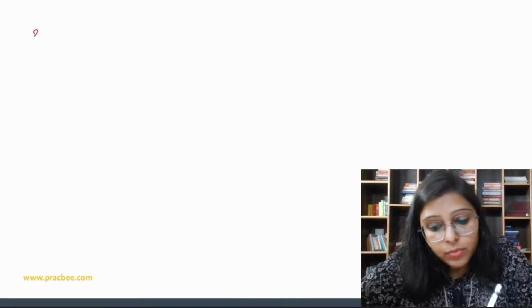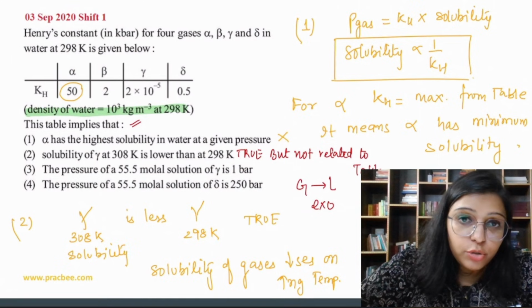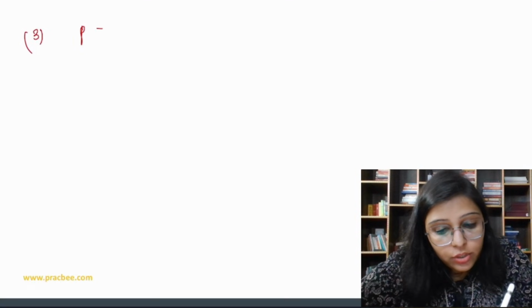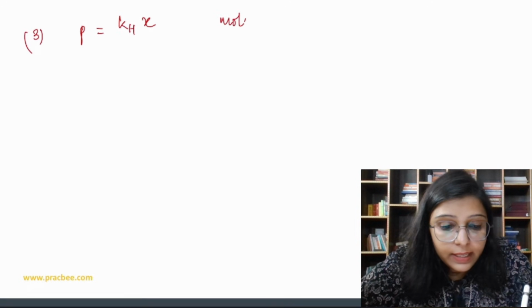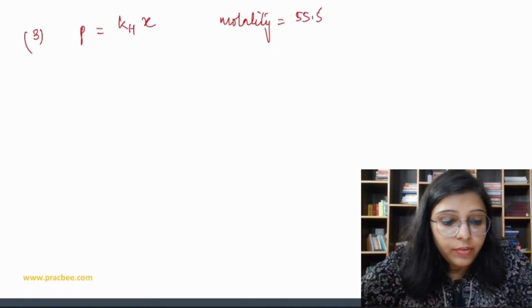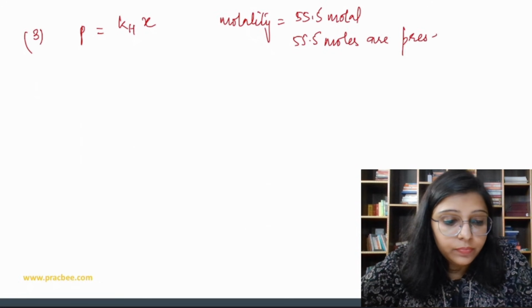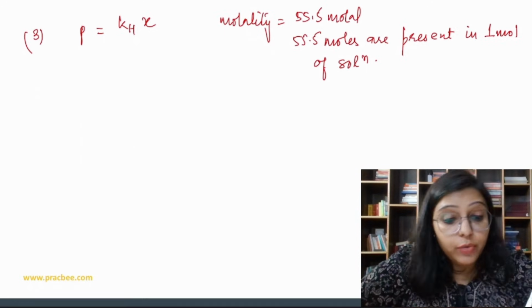Okay. Now let's see option number 3. Option number 3 says the pressure of a 55.5 molar solution of gamma is 1 bar. So pressure is equal to kH x, right? So molality is given. Molality, it is 55.5. So 55.5 molal means 55.5 moles are present in 1 kg of solvent.